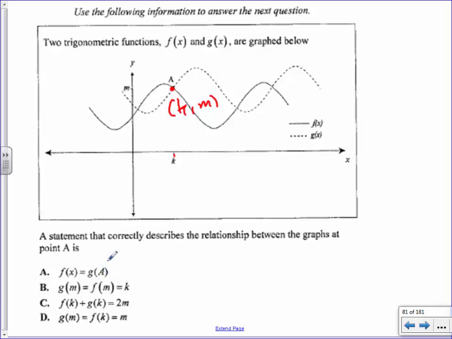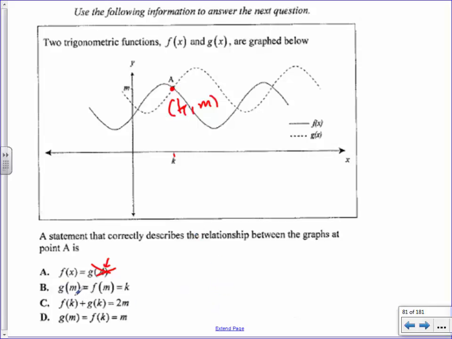There's a problem with that. A itself is just what we're referring to as the point, but A is not actually an X value itself. Does that make sense? The X value itself has been represented as K. So like G bracket A doesn't even make sense because A is just referring to both sets of points. So it clearly can't be A.